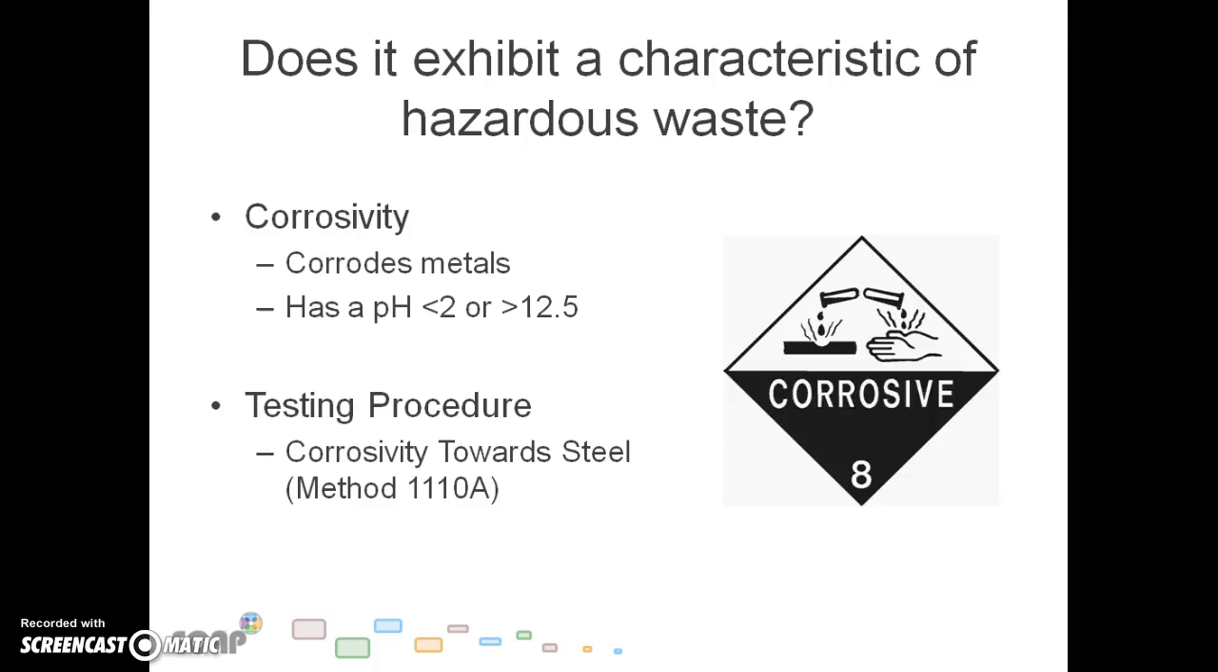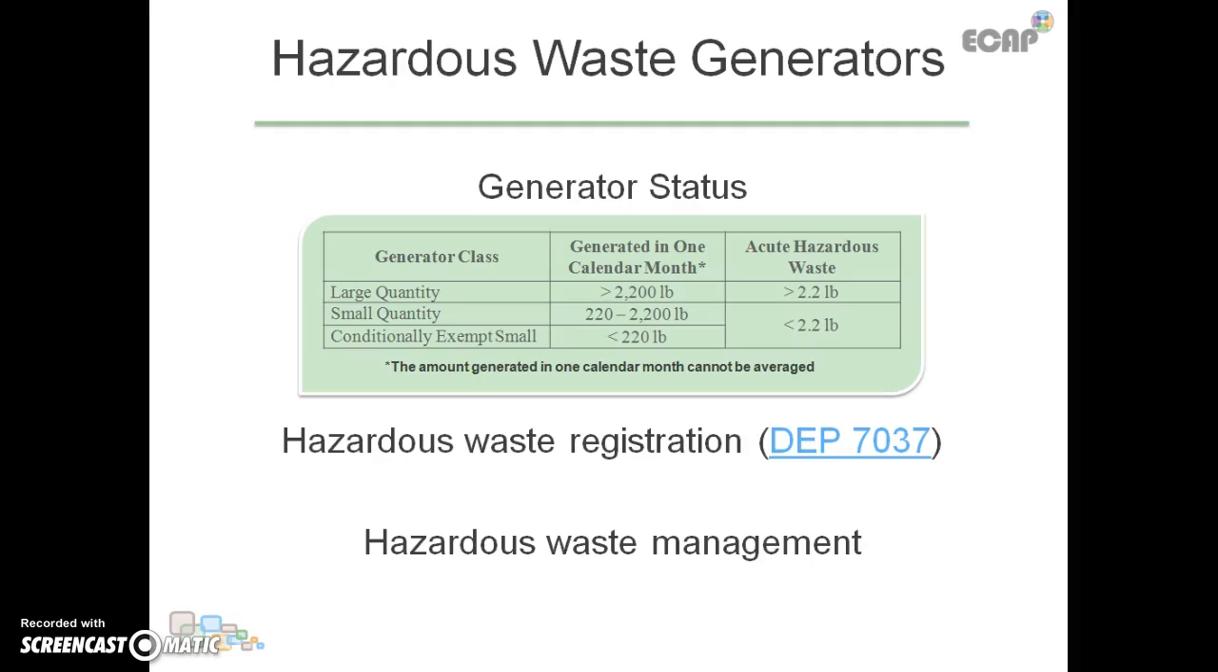A waste is corrosive if it's capable of corroding metals or if it has a very high, above 12.5, or very low, below 2, pH. Rust removers, acid or alkaline cleaning fluids, and battery acid are corrosive wastes. The test method that may be used to determine corrosivity is the corrosivity toward steel method.